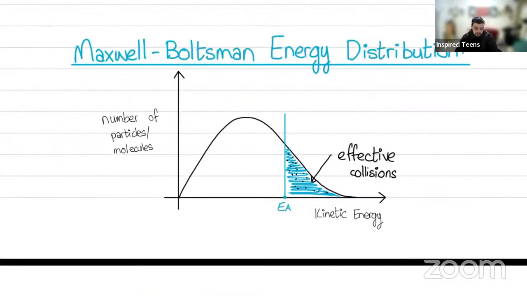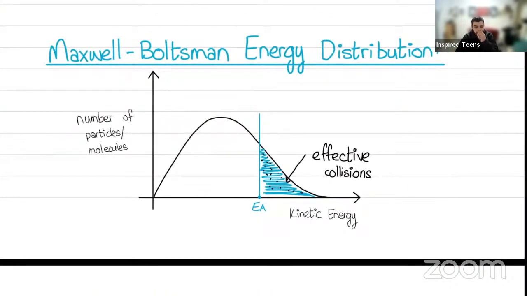Then this is where we ended, the Maxwell-Boltzmann energy distribution curve, where we discussed what the curve looks like for a reaction. And we have this line, which represents our activation energy. So this is the number of particles or molecules versus kinetic energy graph. At some kinetic energy, which is located somewhere here, it represents the energy of activation.